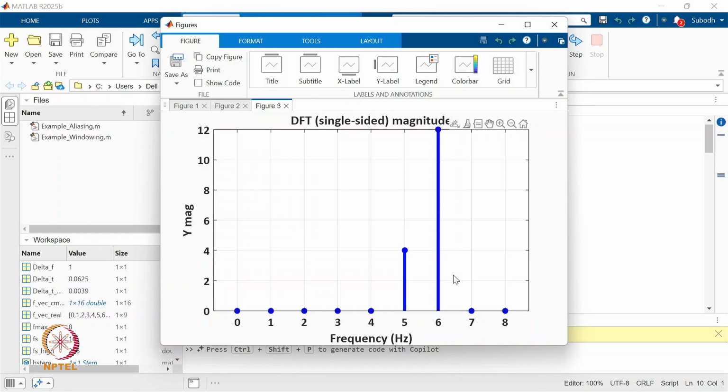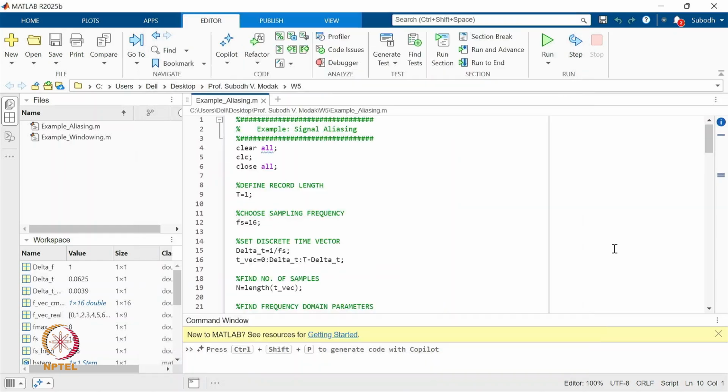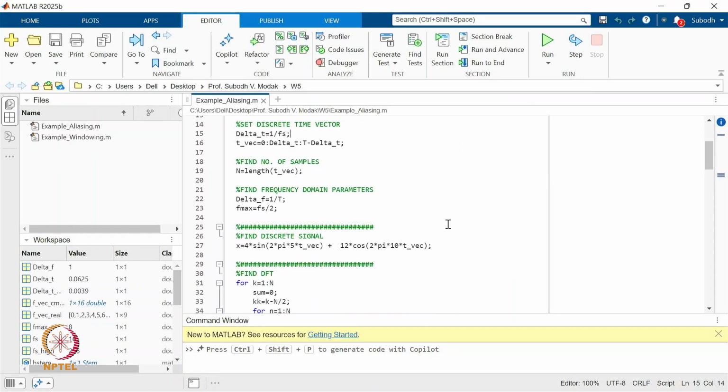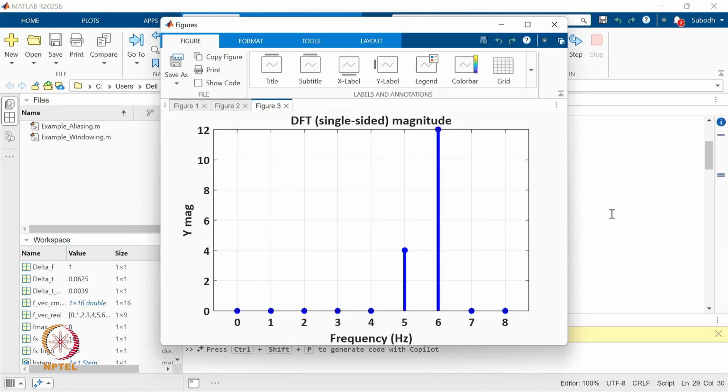The second component is shown to be at 6 hertz, which is not correct. If you go back to our program, you can see the second component is actually at 10 hertz. You can see first component is at 5 hertz and second component is at 10 hertz. But what does the figure show? This figure shows that the second component is at 6 hertz, which is not correct.